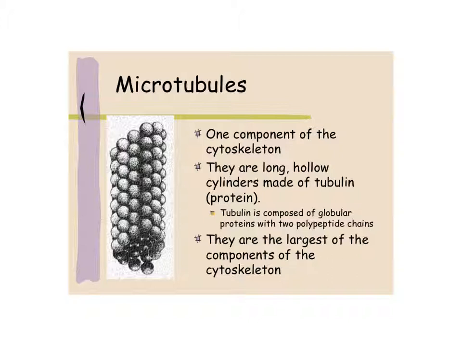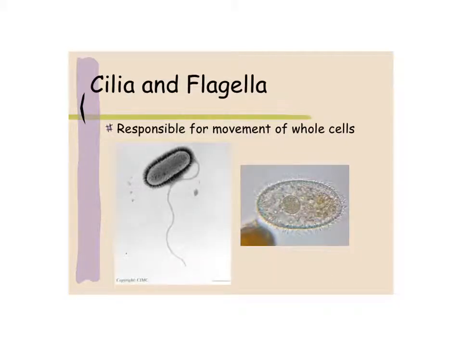Now notice that there's a bunch of these. This is a huge structure. There's a bunch of them all together forming a tube. You can't tell from this picture, but it's hollow in the center. And like I said, these are the largest of the components of the cytoskeleton. Now, microtubules are components of both cilia and flagella.